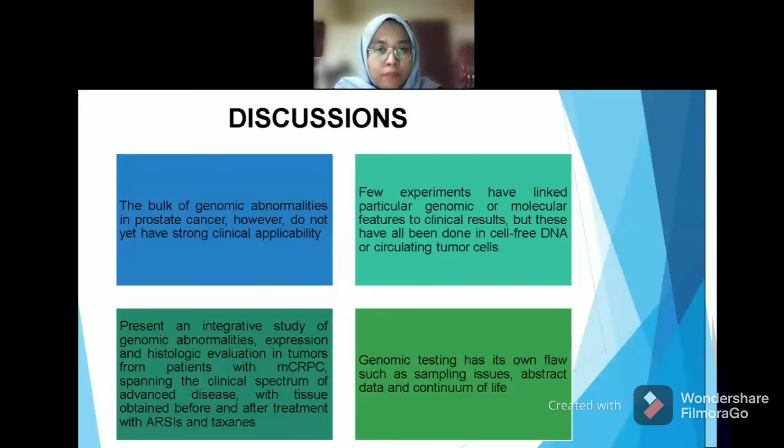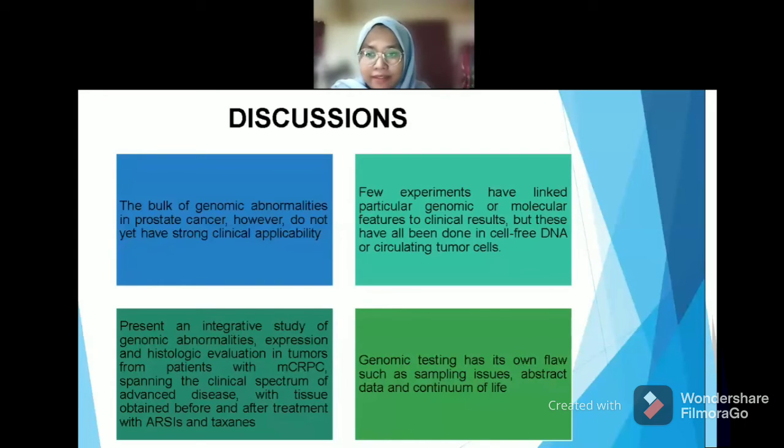The bulk of genomic abnormalities in prostate cancer, however, do not yet have strong clinical applicability. Few experiments have linked particular genomic or molecular features to clinical results, but these have all been done in cell-free DNA or circulating tumor cells. They present an integrative study of genomic abnormalities, expression, and histologic evaluation in tumors from patients with mCRPC spanning the clinical spectrum of advanced disease, with tissue obtained before and after treatment with ARSI and taxane.